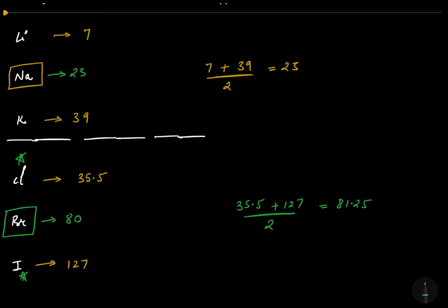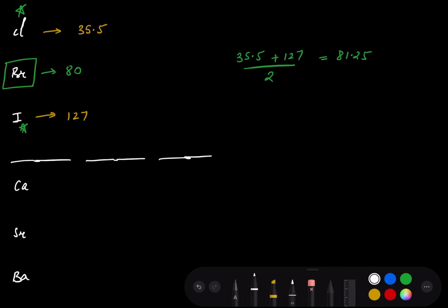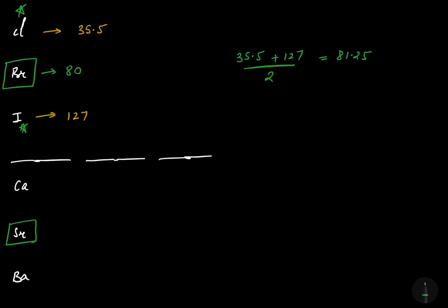Now let's take another example of triads: calcium, strontium and barium. Here the central element is strontium. We have to evaluate the mass of strontium by taking the arithmetic mean of atomic masses of calcium and barium. What's the atomic mass of calcium? It's 40. What's the atomic mass of barium? It comes out to be 137. Let's take its arithmetic mean. It comes out to be 40 plus 137 divided by 2, and this value comes out to be 88.5. So the atomic mass of strontium is 88.5, or you can say it's actually 88. So it's nearly equal to the arithmetic mean of atomic masses of calcium and barium.